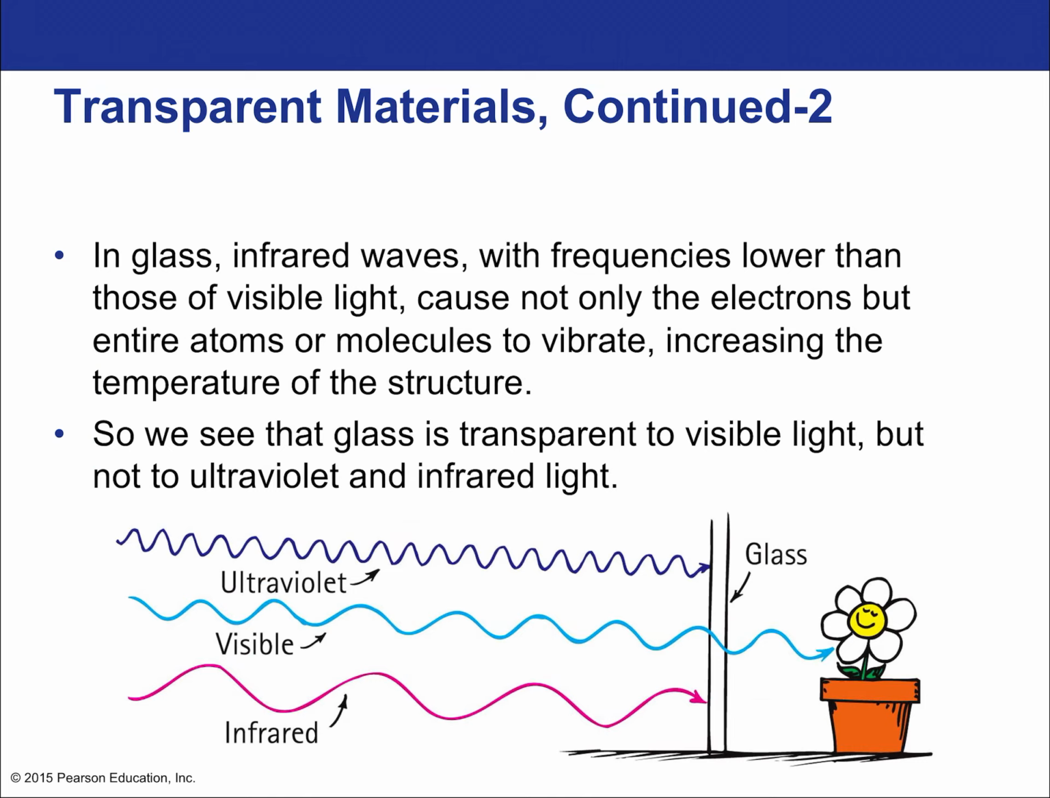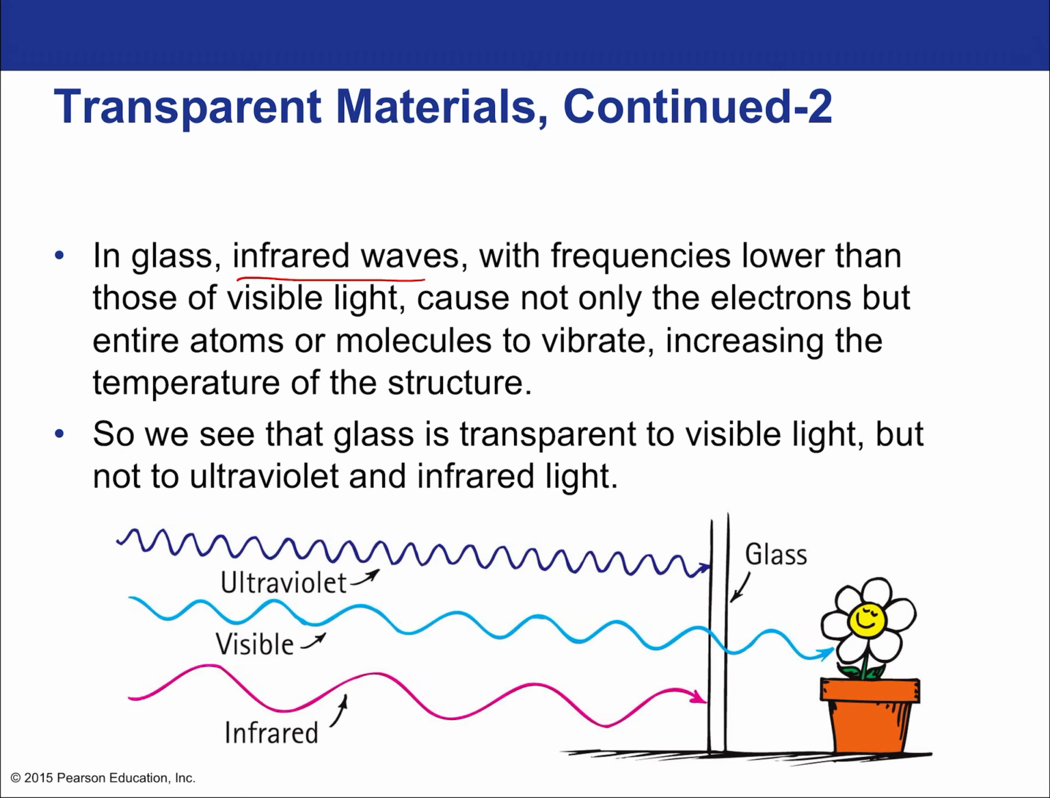And when I say type, I mean wavelength or frequency. Because if you know the wavelength of light, you also know its frequency. All right? For example, glass, when infrared waves reach the glass, they don't pass through, right? Instead, they cause the atoms to vibrate, and that increases the temperature of the glass, all right?